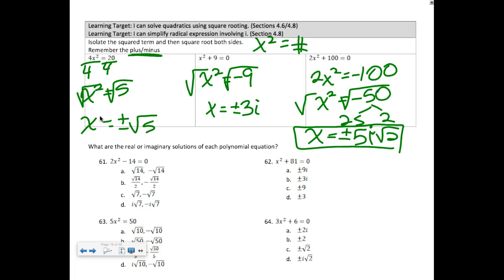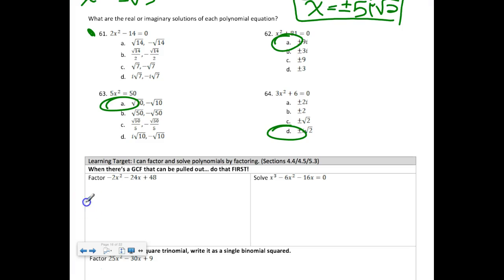Okay. Do number 61. All right. I hope everyone added the 14. I hope everyone divided by 2, and I hope everyone square rooted it, and everyone got C. Okay. All right. That's square rooting. Can you handle that on your final? Yeah, we've been doing that a ton.